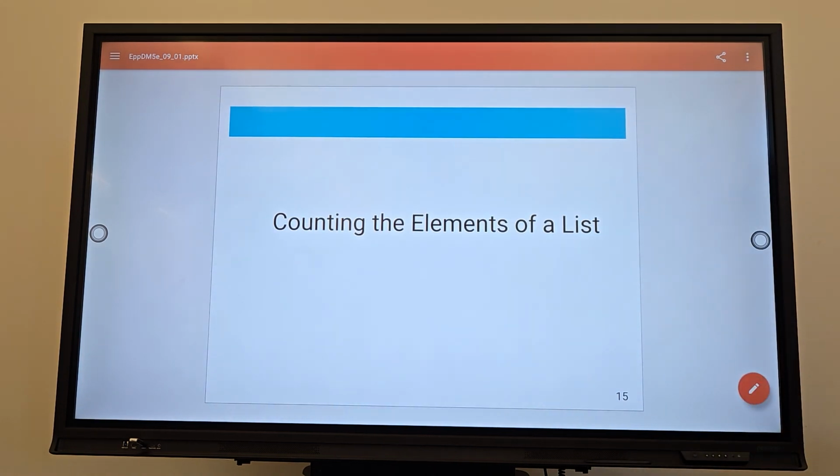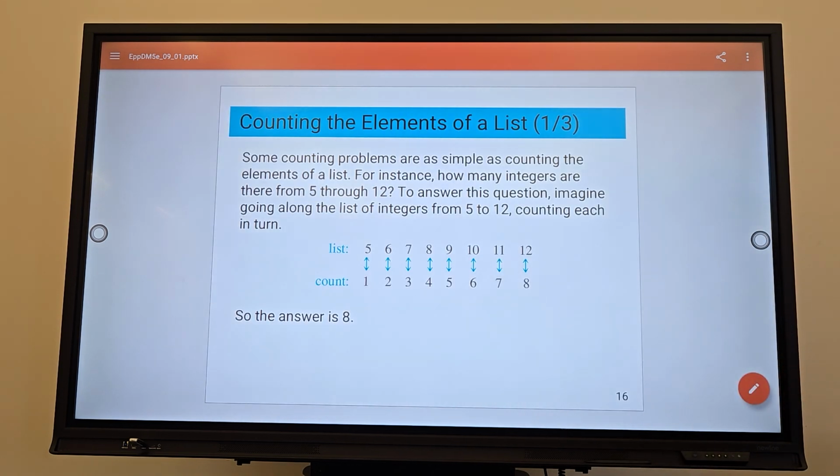Counting the elements of a list. Some counting problems are as simple as counting the elements of a list. For instance, how many integers are there from 5 to 12? To answer this question, imagine going down the list of integers from 5 to 12 and counting each one in turn. The answer would be 8. Simple counting problem.